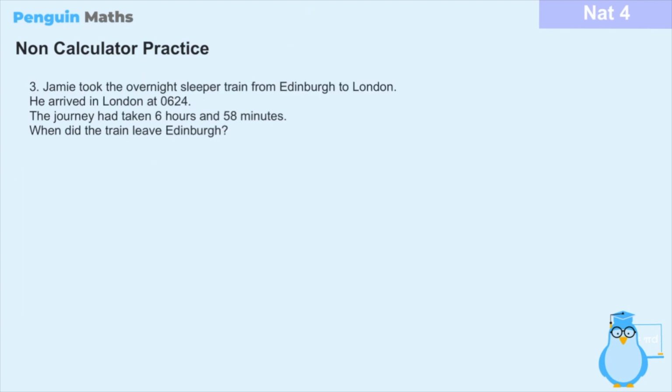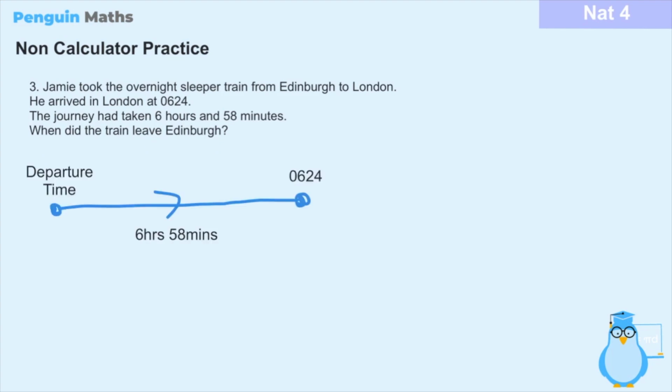Okay, so moving on to question 3, we are told that Jamie took the overnight sleeper train from Edinburgh to London, and he arrived in London at 6:24, so 6:24 AM that means. And the journey had taken 6 hours and 58 minutes, and we're asked to figure out when the train left Edinburgh. So basically the train departed at a certain time, it then took 6 hours and 58 minutes to get to London, and the arrival time was 6:24, so we want to figure out the departure time.